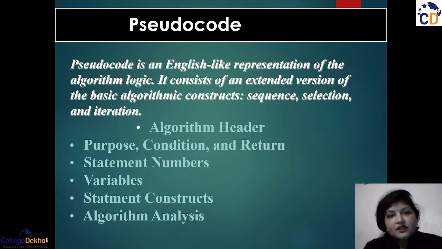So in pseudocode you are just writing the steps, need not have to be implemented in any programming language, that is either C or C++ or Python. So it is not required. Pseudocode is a code which tells the logic behind the algorithm, right? So let us see what are the main things that need to be included in pseudocode. Pseudocode is an English-like representation of the algorithmic logic. So I told you, logic is implemented behind this pseudocode. It consists of an extended version of basic algorithm constructs, that is sequence, selection, and iteration.